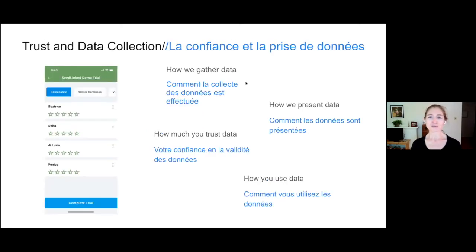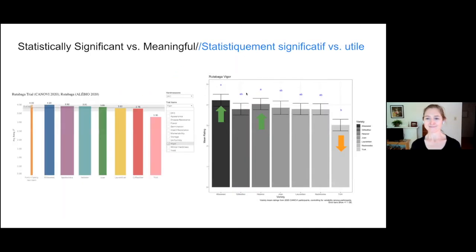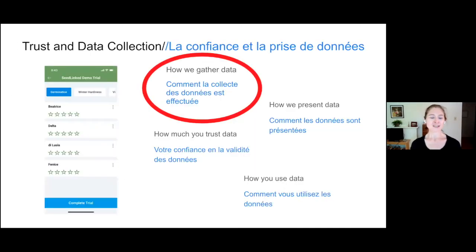As one of the researchers in the group who's looking at aggregated data, I'm interested in the connections between the way we gather data, the way we present data, the degree to which you trust it, and the way in which you use it. David, you can advance one and it'll give us a little animation. There we go. So today we're going to focus on how we gather data.